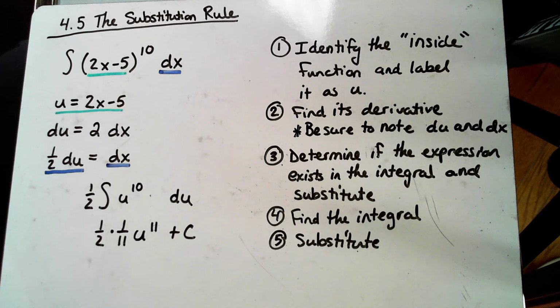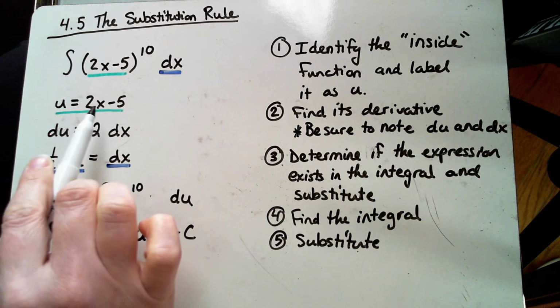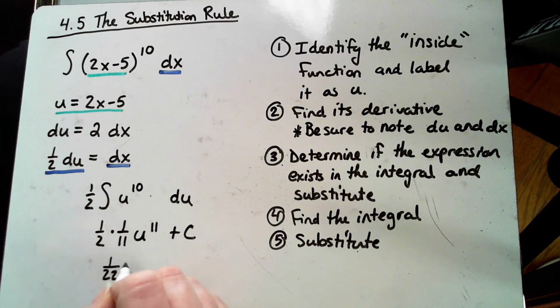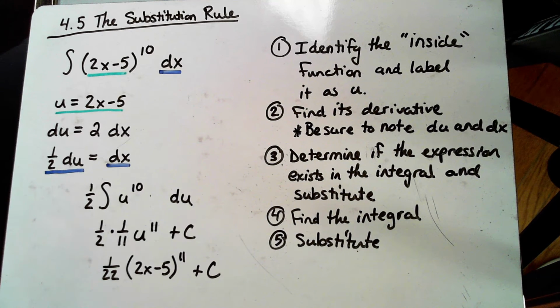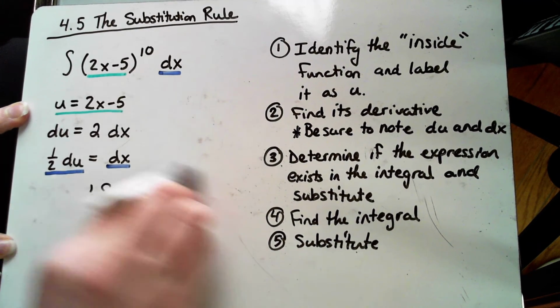Now I'll just do a little simplifying. This is 1/22. This u was 2x minus 5 up here, so 2x minus 5 to the 11th and plus c. Okay, so that's my final answer. And I have one more example for you. This one's going to be a trig example because those can always be a little challenging. Let's take a look.